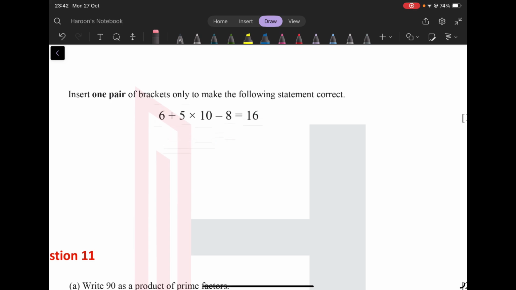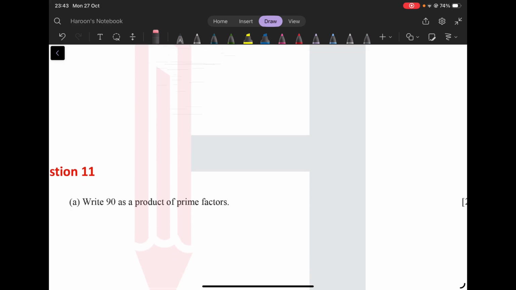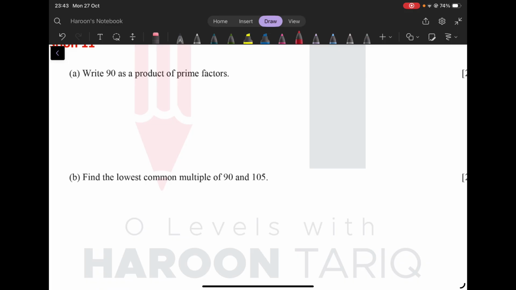Next, we can put brackets somewhere else. Maybe we can put brackets over here. So we always solve the brackets first. 6 plus 5, and in the bracket 10 minus 8, brackets first, this becomes 2. Now 6 plus, we'll solve the multiplication first, BODMAS. Multiplication is done before addition. This becomes 10. 6 plus 10 would be 16. So you can see if I put the bracket over here, between 10 and 8, that would be the correct answer. So I can just rub this off. This is the answer. Okay, now write 90 as a product of its prime factors.